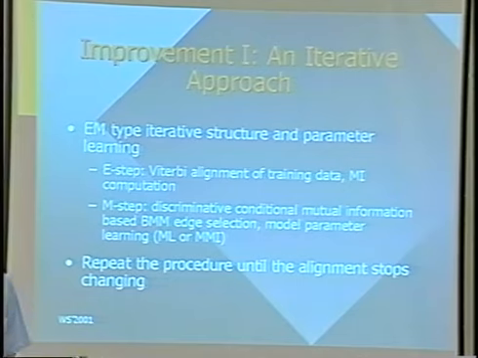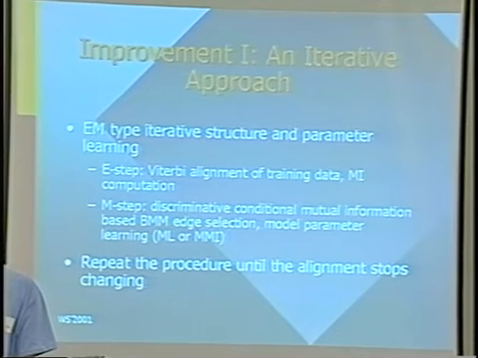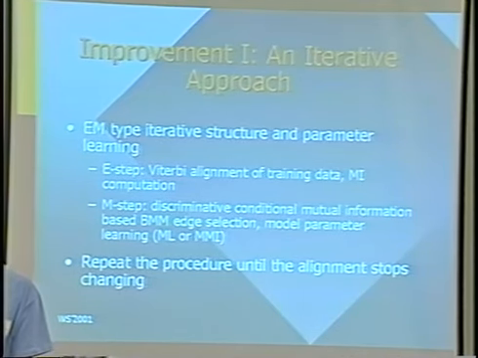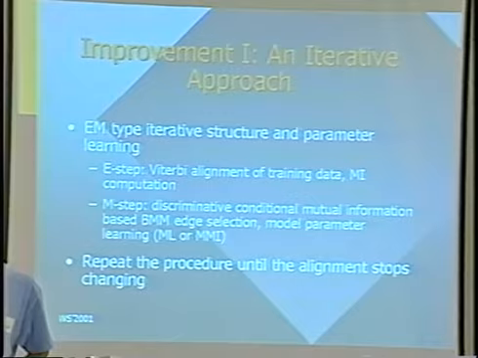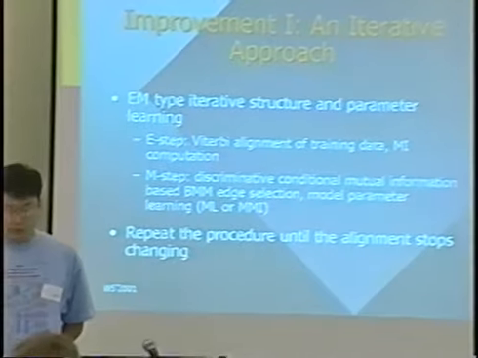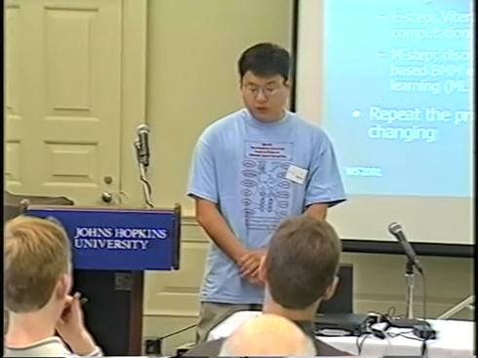In the E step, we perform the Viterbi alignment of the training data and calculate the mutual information. And during the M step, we use the discriminative conditional mutual information and perform the DMM, which is the variable Markov model, edge selection, and modify the structure of the model, and then perform model parameter learning. We can use maximum likelihood, or we can use MMI. And then we will repeat the procedure until the alignment stops changing.